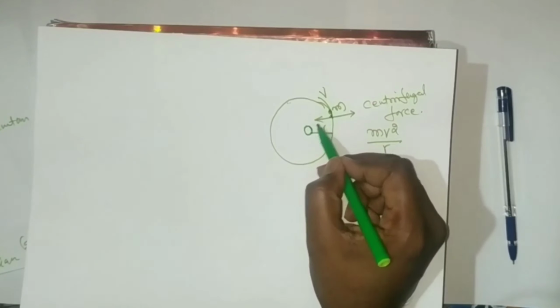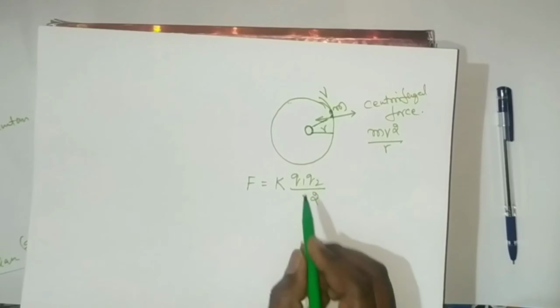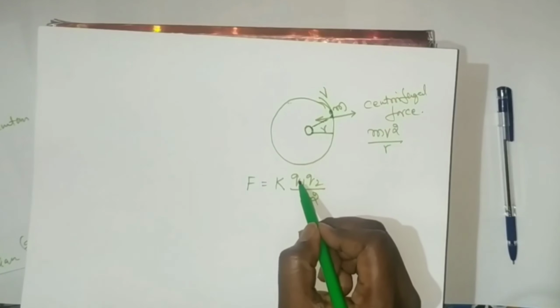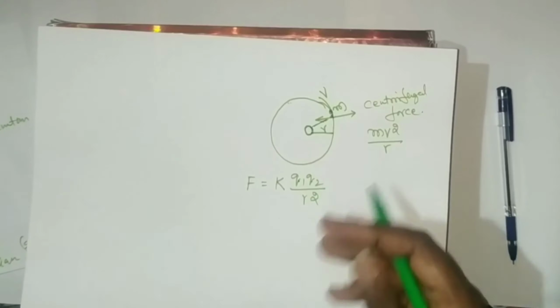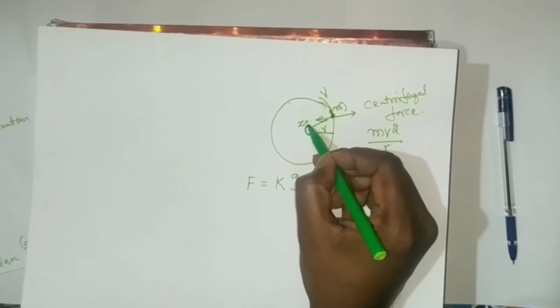Now centripetal force is nothing but, in between the nucleus and electron, Coulombic forces are acting. That is centripetal force, that is nothing but F is equal to K into Q1 Q2 by R square. So here what is Q1 and Q2? Q1 is one charged body, Q2 is another charged body. So here two charged bodies are there, this is one charged body, this is another charged body.